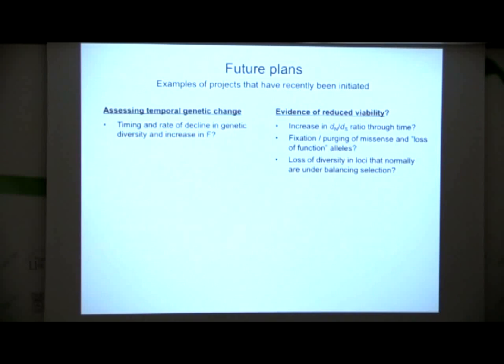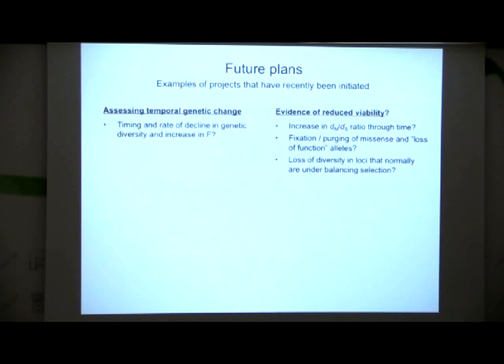So we want to test this. We want to look at how the DN/DS ratio changes over time, whether we can find any evidence of either an increased fixation of deleterious alleles that are recessive, or whether we might find the opposite. We might find that actually these recessive deleterious alleles might be purged from the population through time, through natural selection. So it's an interesting set of hypotheses that hopefully we can test.